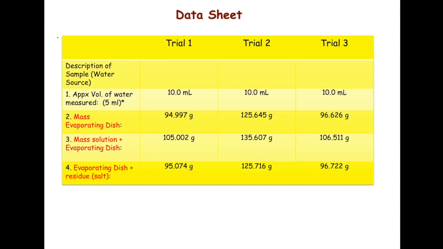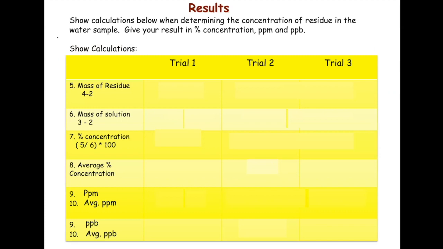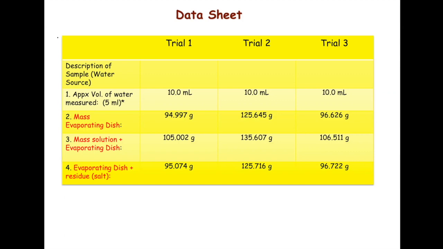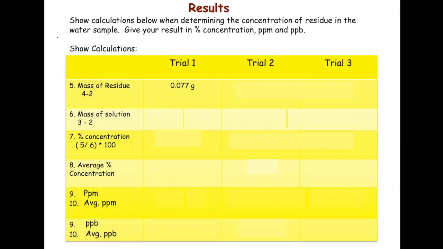And then these are the other 2. You're doing this 3 times, in other words, okay? Then what you want to do is a calculation. The mass of the residue is just going to be 4 minus 2 in this table: the mass of the evaporating dish and the residue minus the evaporating dish. So that difference is just 0.077 for my calculation.